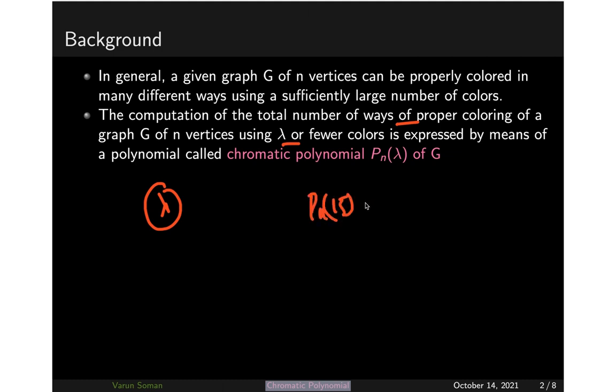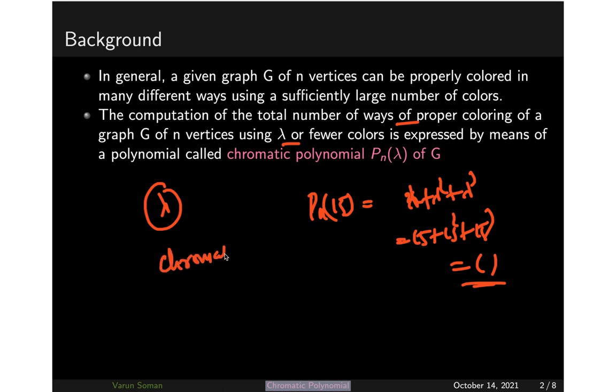When you substitute the value 15 into that polynomial, which may be of the form lambda plus lambda square plus lambda cube and so on, I don't know exactly what it is, but it will be of that form. When I substitute 15, I'll get 15 plus 15 square plus 15 cube, and I'll get a value. That is the total number of ways of coloring the graph using 15 or fewer colors. Such a polynomial which gives this value is called a chromatic polynomial.